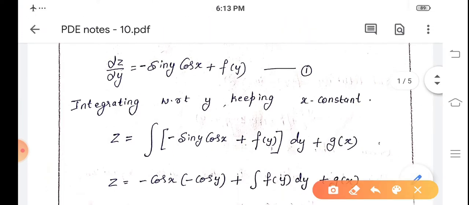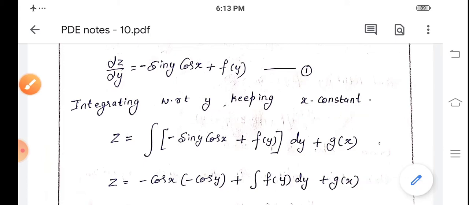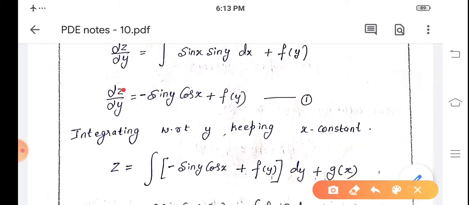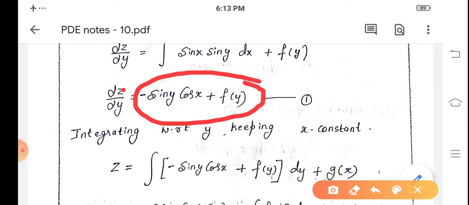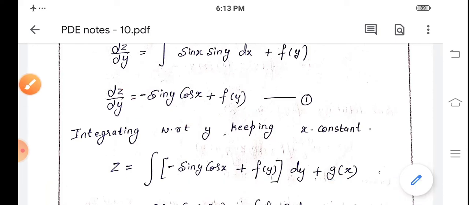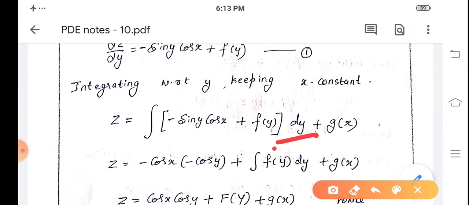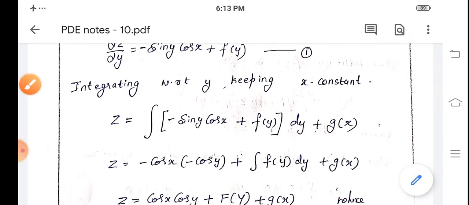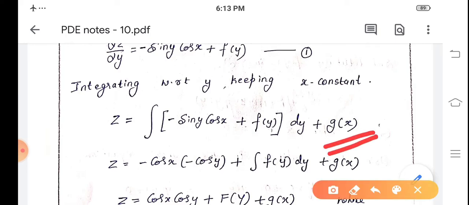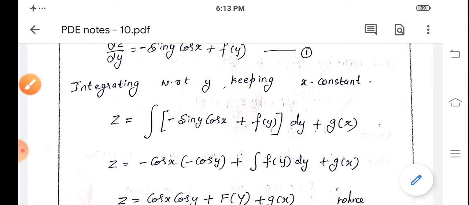Now, in the next step, we integrate with respect to y, keeping x constant. We write z = integration of (-sin y cos x + f(y)) with respect to y. So here you are integrating with respect to y. So we take the integration constant as g of x.